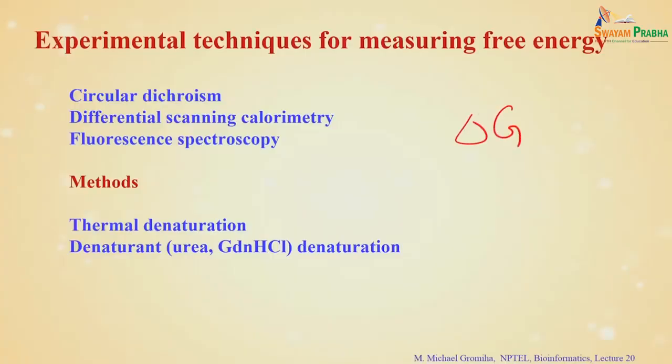On one hand, delta G you can obtain from experiments, for example, circular dichroism, differential scanning calorimetry, or fluorescence spectroscopy and so on. There are two different ways: either we denature thermally by giving heat, or you can denature using a denaturant like urea or guanidine hydrochloride and so on. This is one side. On the other hand, you can calculate delta G from protein 3D structures and various interactions, and see how far these can be related with each other. So, let us see first how we get the experimental free energy using any of these techniques.